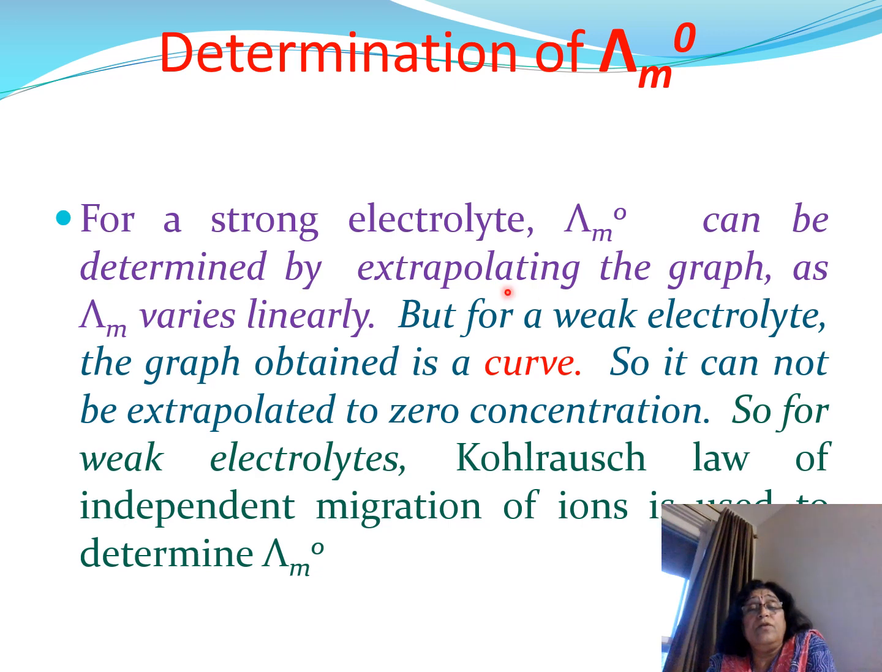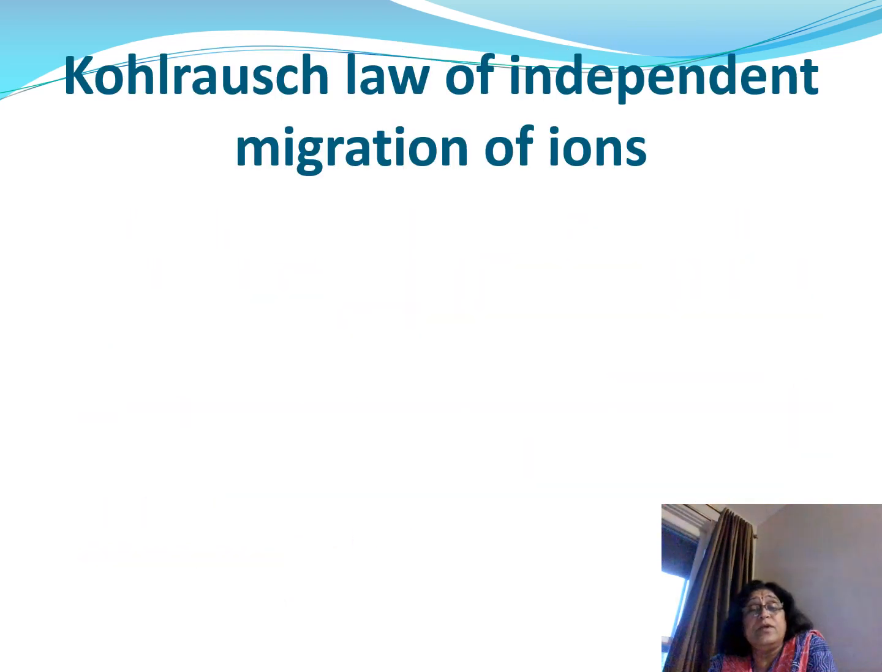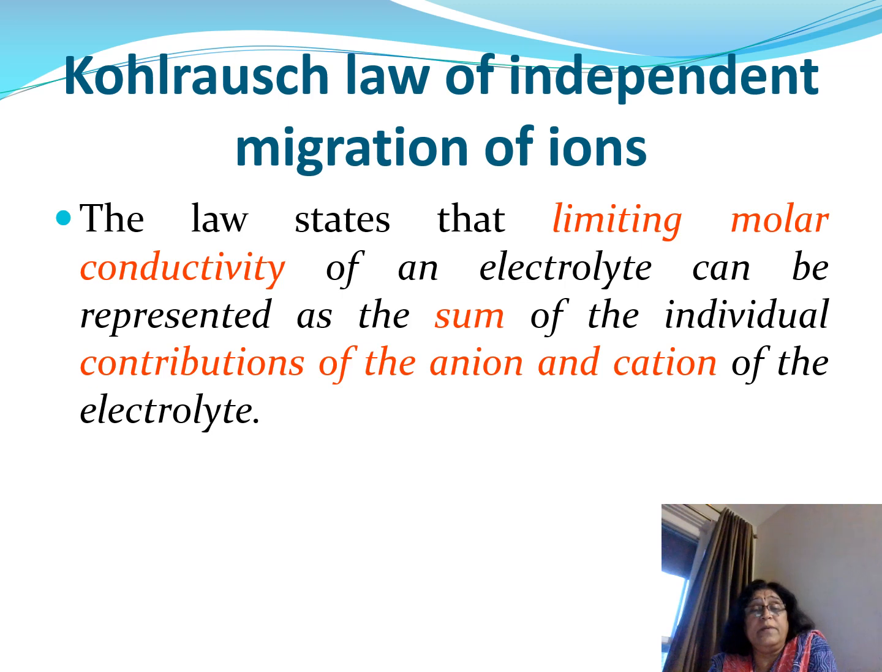Now for a strong electrolyte, lambda naught m can be determined by extrapolating the graph, as lambda m varies linearly. But for a weak electrolyte, the graph obtained is a curve, so it cannot be extrapolated to zero concentration. So for weak electrolytes, Kohlrausch law of independent migration of ions is used to determine the molar conductivity at infinite dilution.